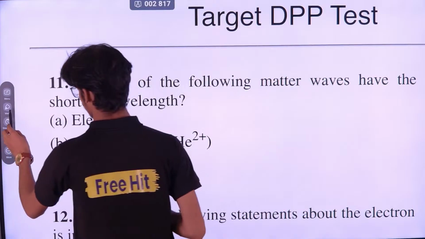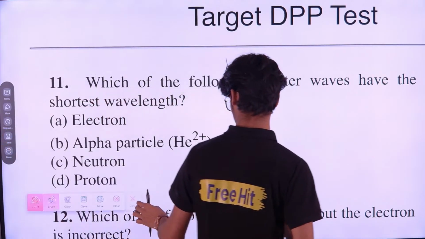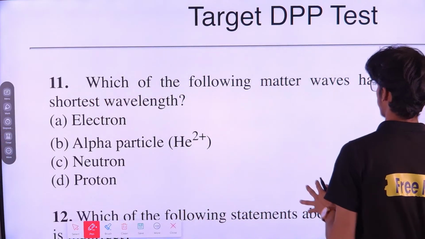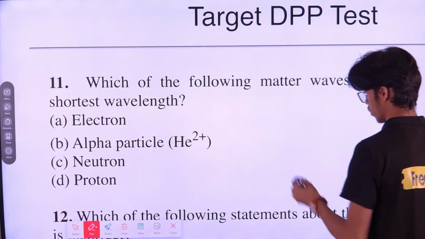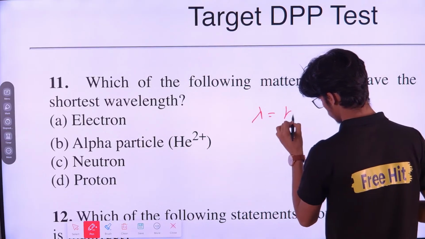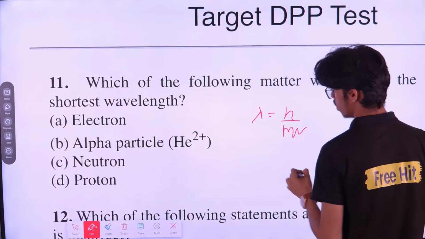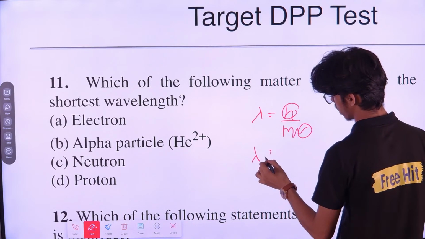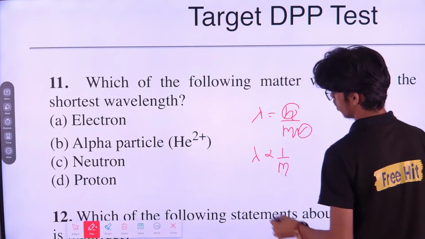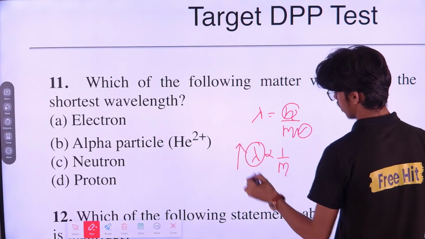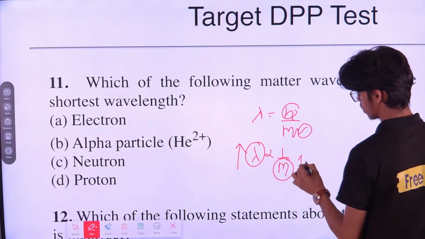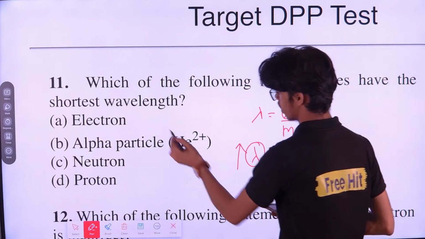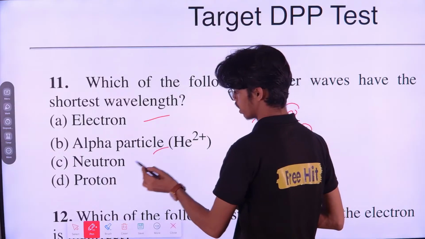Let's try to find the correct option. Which of the following matter waves have the shortest wavelength? Okay, so we know that the relation is lambda equal to h by mv. For the same velocities, and obviously h is a constant, lambda is inversely proportional to m. We want the shortest wavelength, which means the value of m should be highest, right? So which particle is the highest? Electron, alpha particle, neutron, or proton?